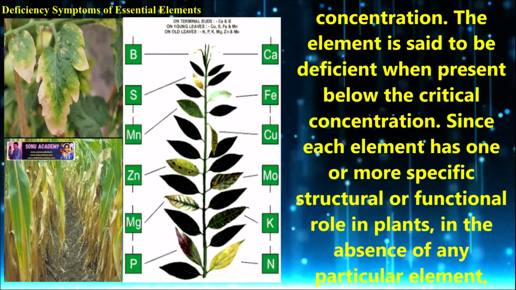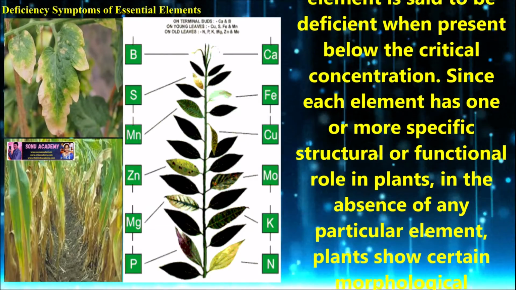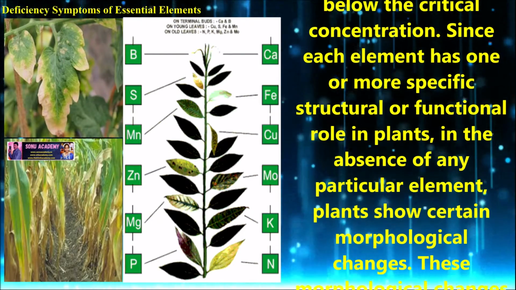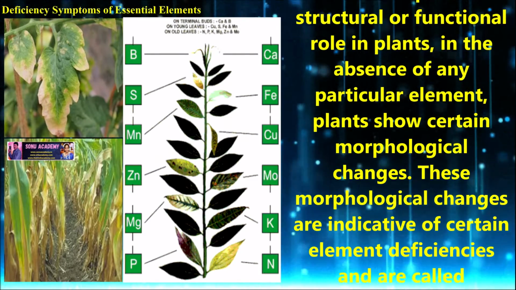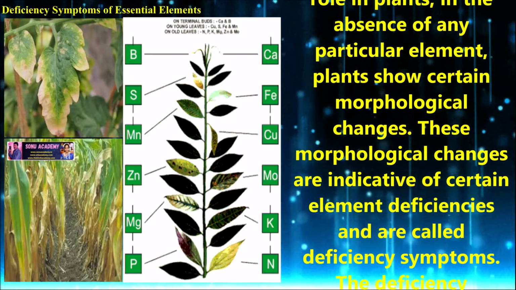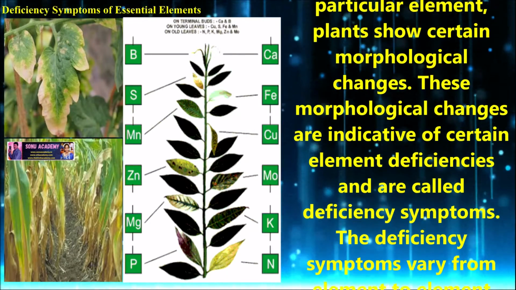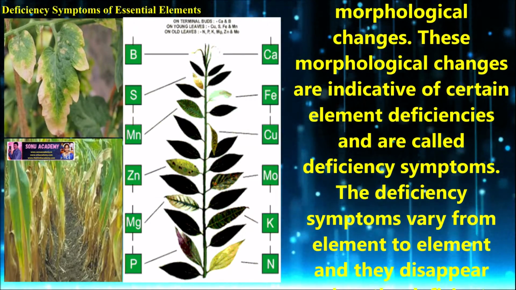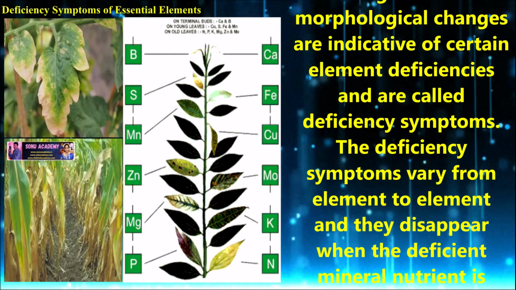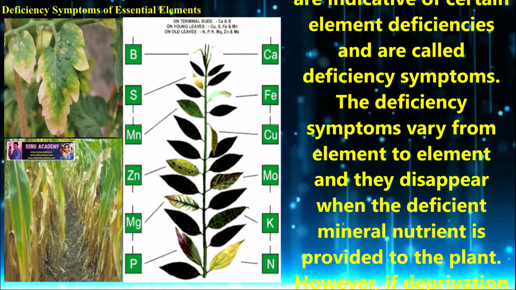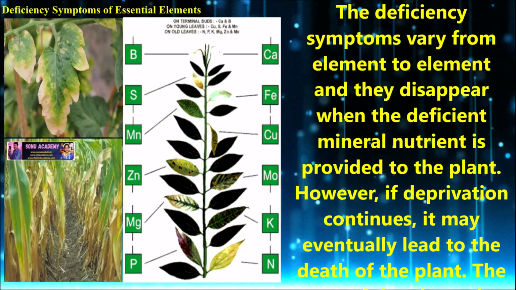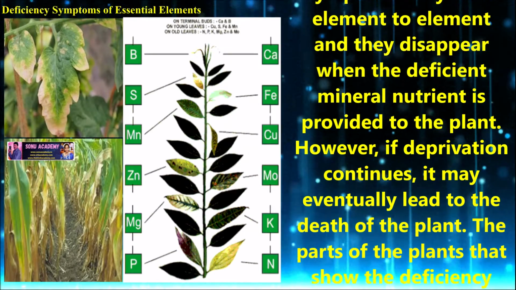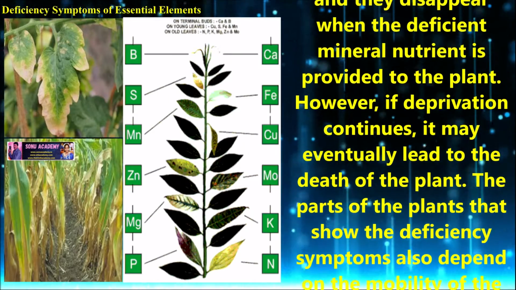Since each element has one or more specific structural or functional roles in plants, in the absence of any particular element plants show certain morphological changes. These morphological changes are indicative of certain element deficiencies and are called deficiency symptoms. The deficiency symptoms vary from element to element and they disappear when the deficient mineral nutrient is provided to the plant. However, if deprivation continues, it may eventually lead to the death of the plant.